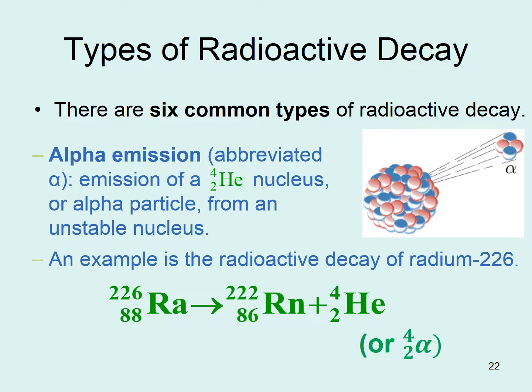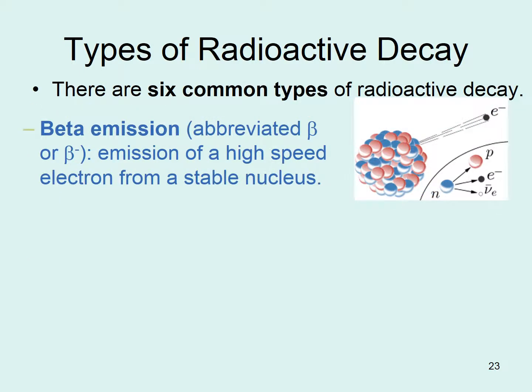Also, sometimes instead of helium, you'll see the alpha particle written like that. The second type is beta emission, and sometimes it's written as the Greek symbol beta, or beta with a negative afterwards. It is the emission of a high-speed electron. It looks just like an electron, it's the same size, but it comes out of the nucleus.